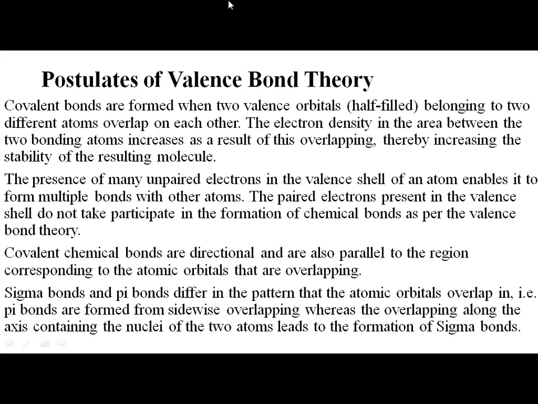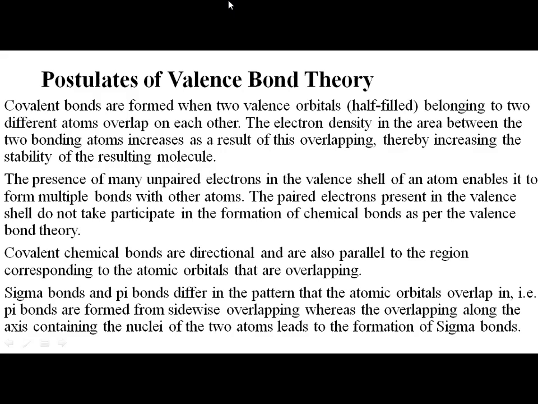Electron density in the area between the 2 bonding atoms increases as the result of this overlapping, thereby increasing the stability of the resulting molecule. The presence of many unpaired electrons in the valence shell of an atom enables it to form multiple bonds with other atoms. The paired electrons present in the valence shell do not take part in the formation of chemical bonds as per valence bond theory. So it should have unpaired electrons, then only the orbitals will be involved in bonding according to valence bond theory.